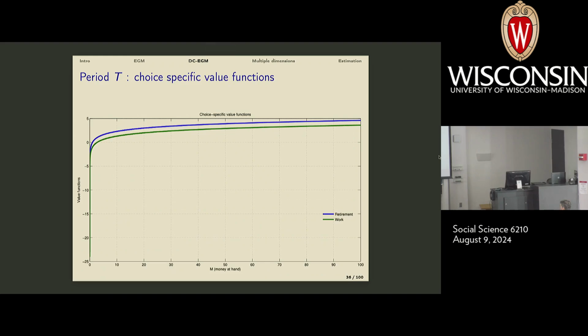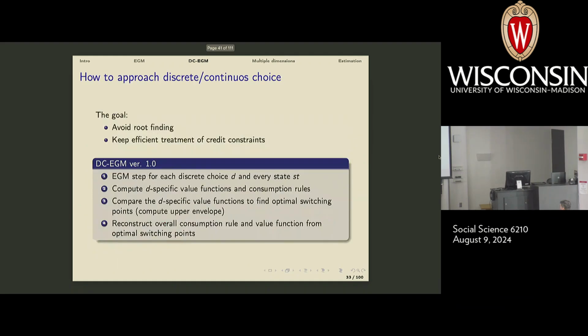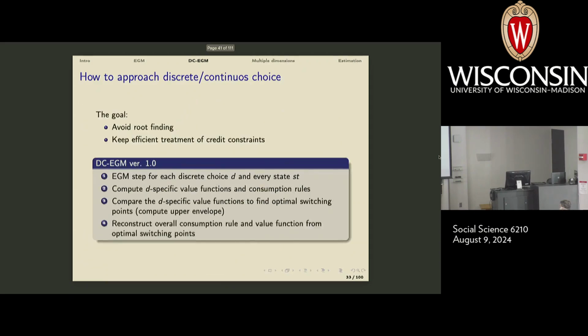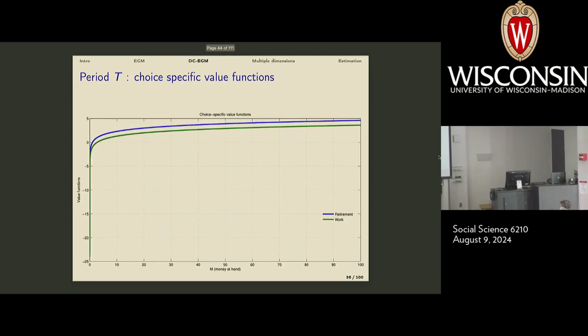Terminal period. The blue line is the retirement value. The green line is the work value. What do we do in the terminal period? With our timing assumption, which is specified here, the wage for the work decision is received at the beginning of the next period. That makes working completely useless in the terminal period. Therefore, it's clear that for every value of wealth, it is optimal to retire. Can you see that? We are just comparing the value functions here.